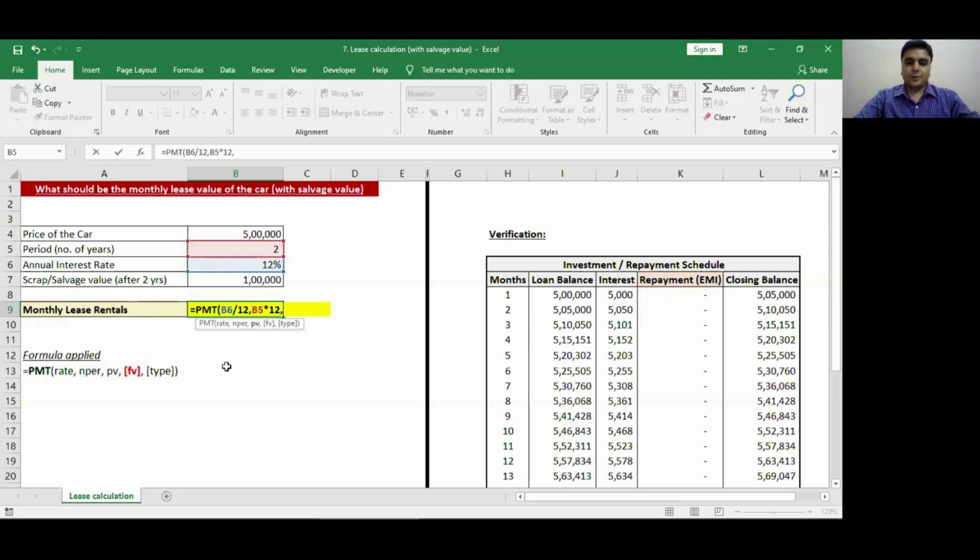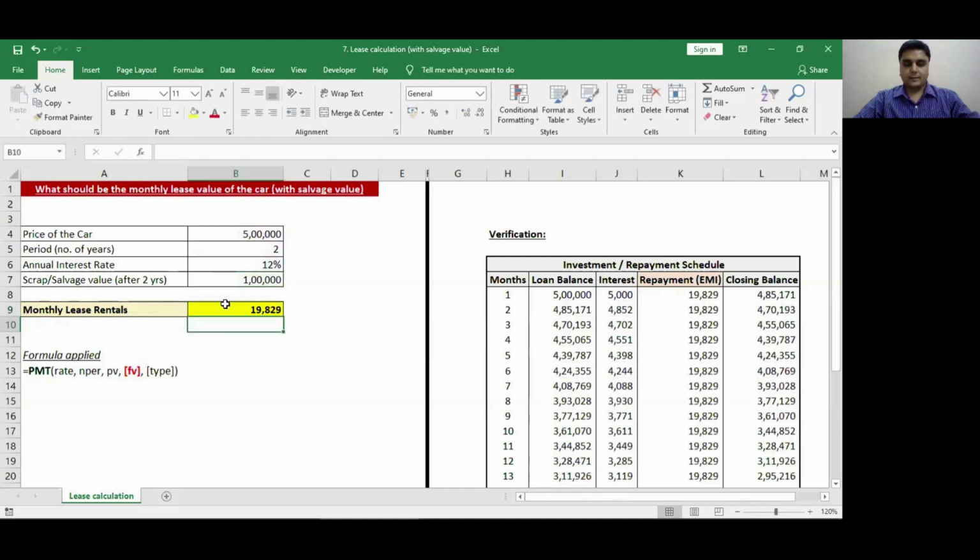It is asking me to input present value. So the present value of the car is 5 lakh rupees, comma. Now it is asking me to input future value. In this given case, we have a future value in the form of scrap, which is 1 lakh rupees, comma. I will select 0 because all the repayments will be done at the end of the period. I'll close the bracket. I get 19,829 rupees as monthly lease rental.